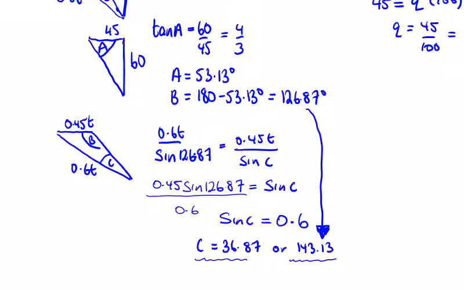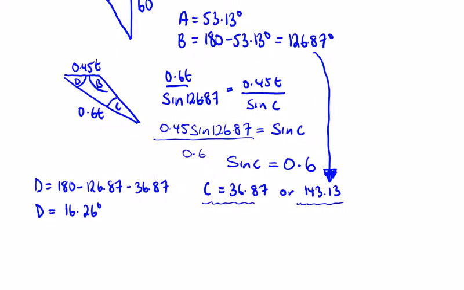So to get my third angle, so I can use my T, what do I have? A, B, C, and D. So D is equal to 180 minus B, 126.87, minus C, 36.87. So angle D is going to be 16.26 degrees.